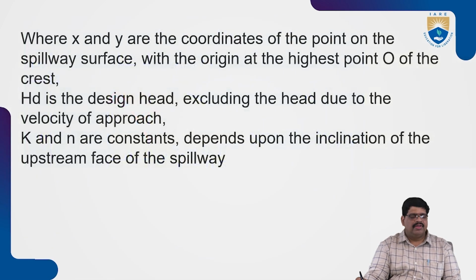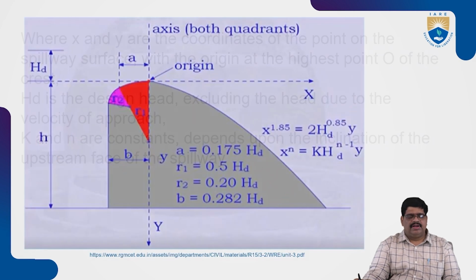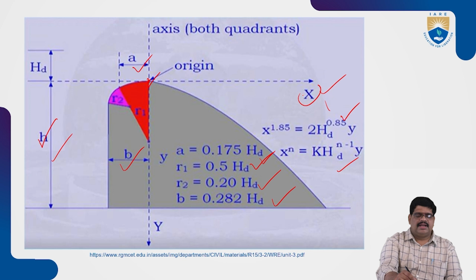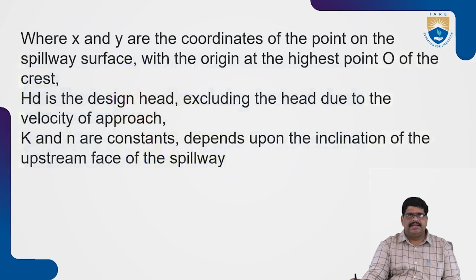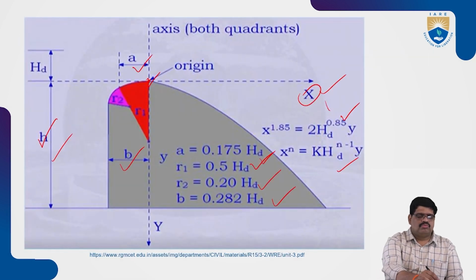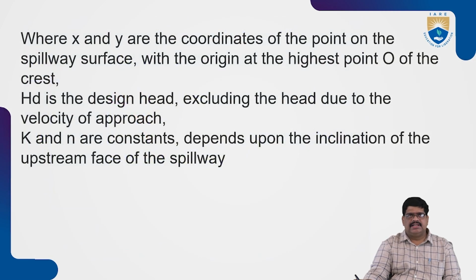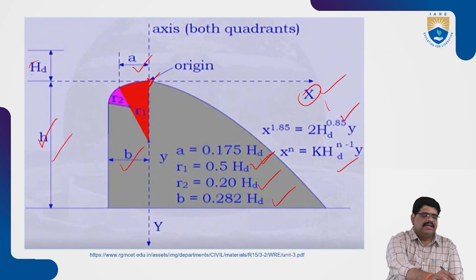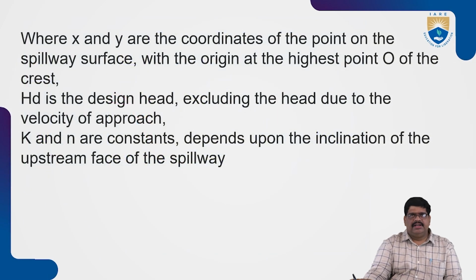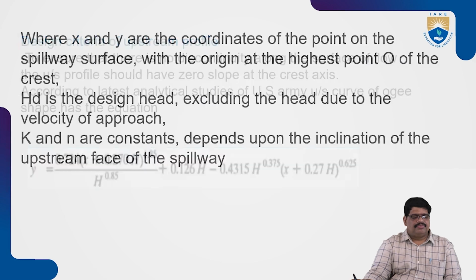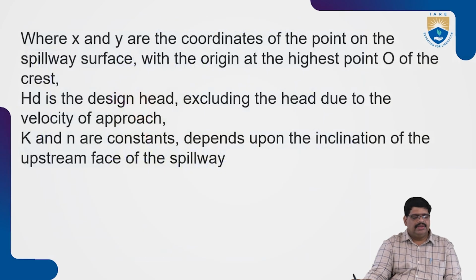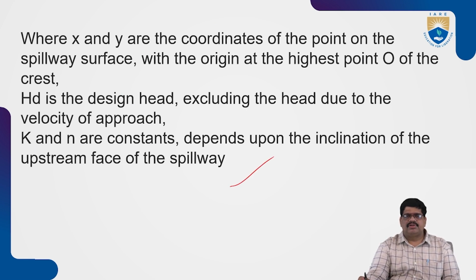Let us see that, where x and y are the coordinate values. X and y coordinate values will be taken into consideration, and the point of the spillway origin is the point O. Again Hd is the design head. K and n are constants that depend upon the inclination of the upstream face of the spillway. So based on these values we have to find the calculation of the discharge, and this can also be used for designing the Ogee spillway.